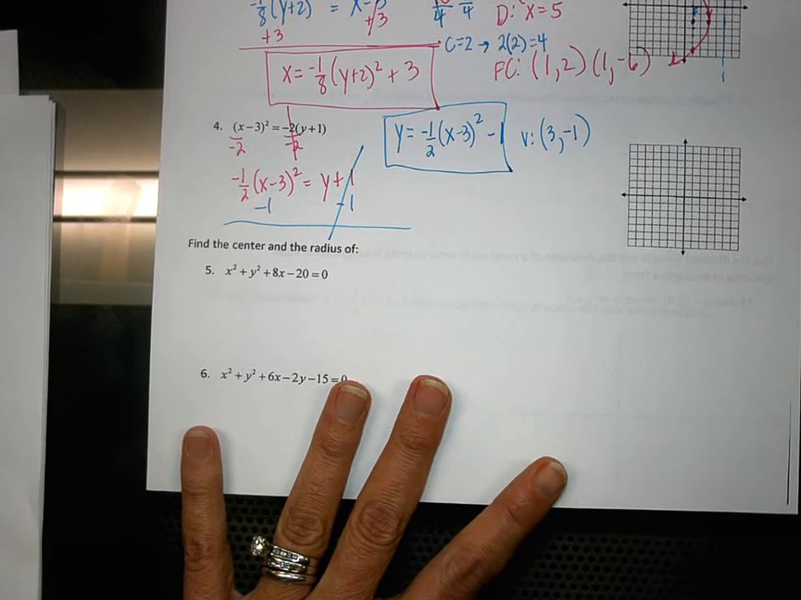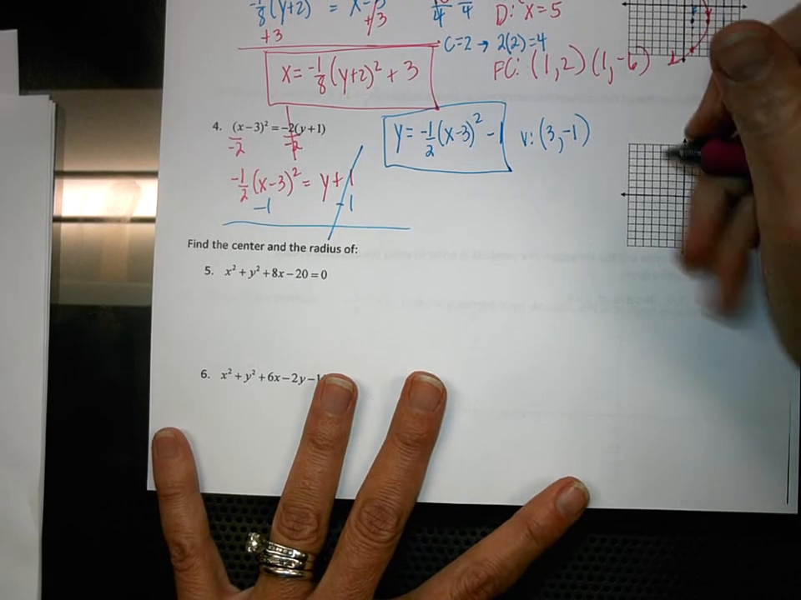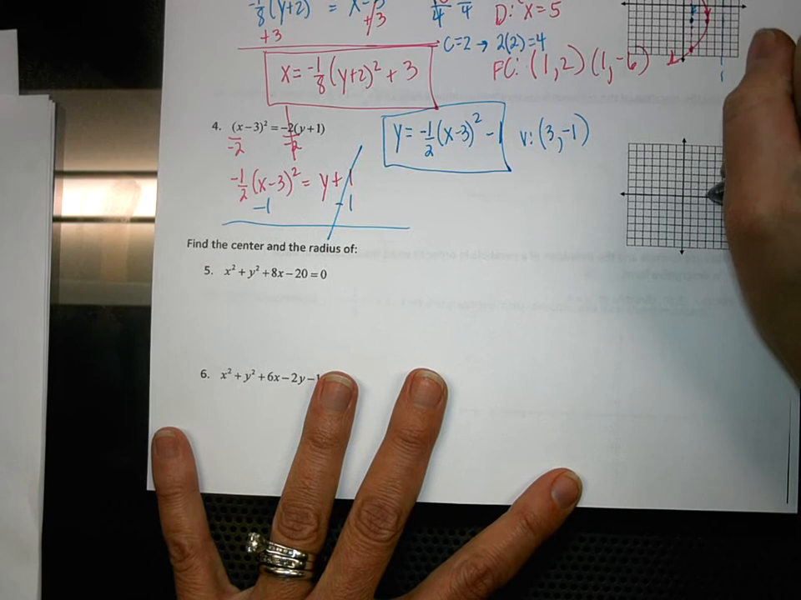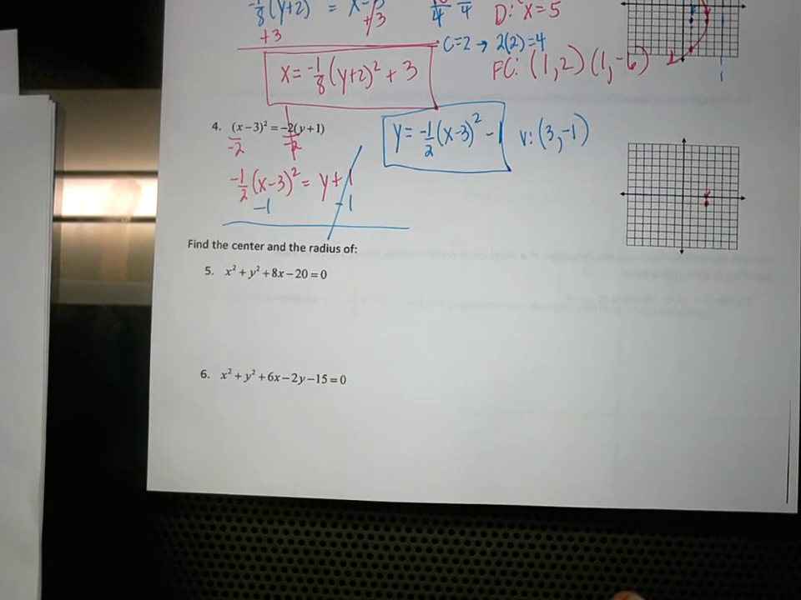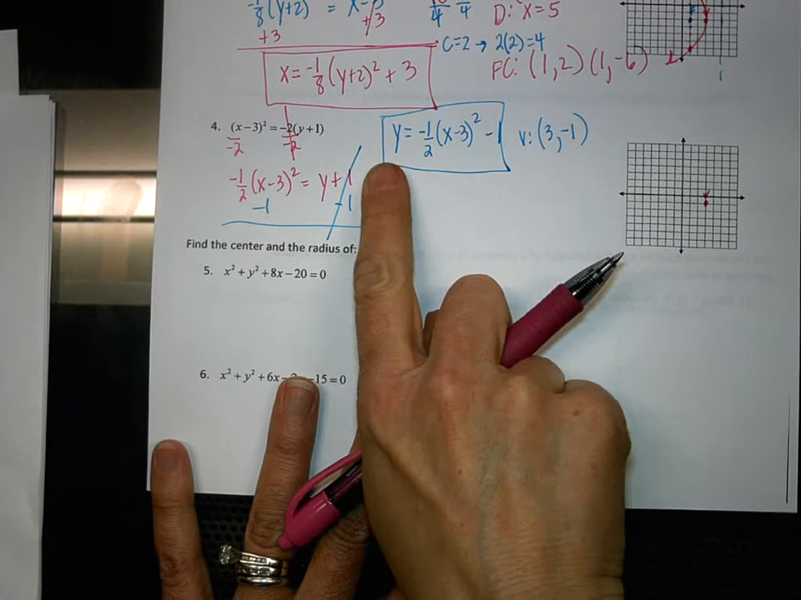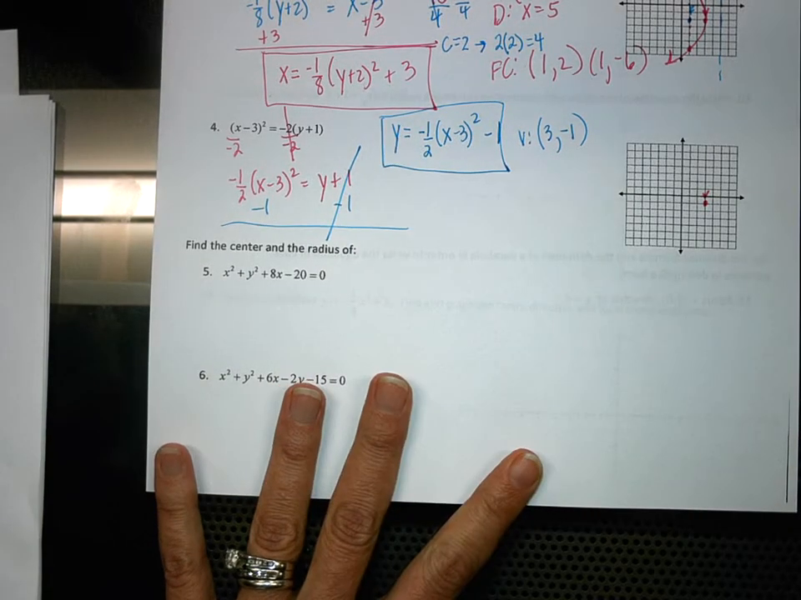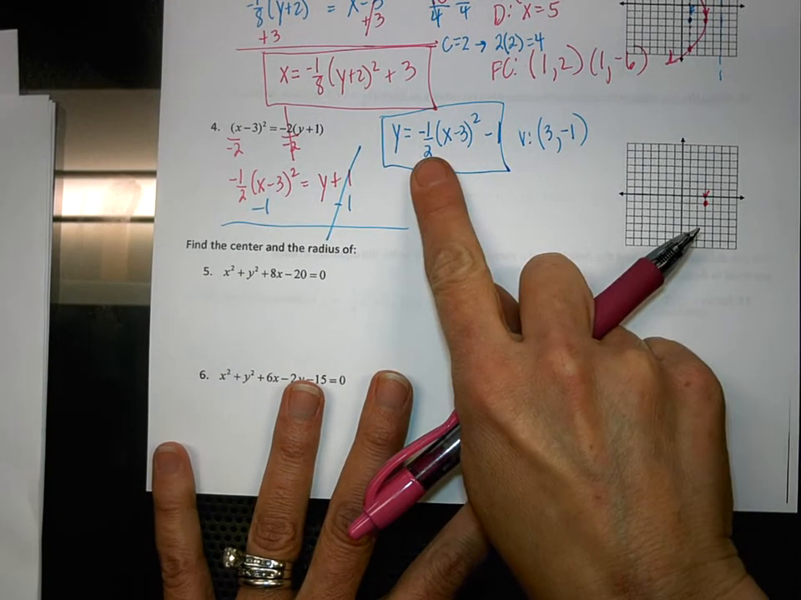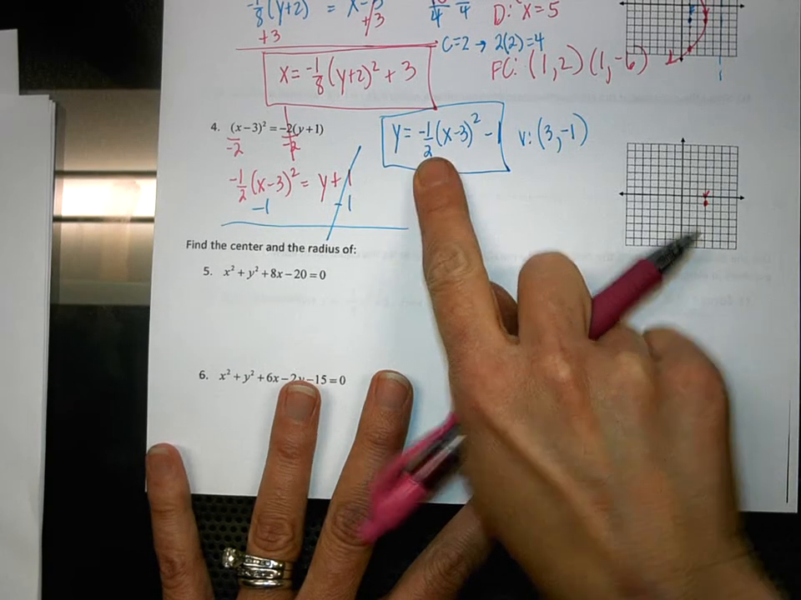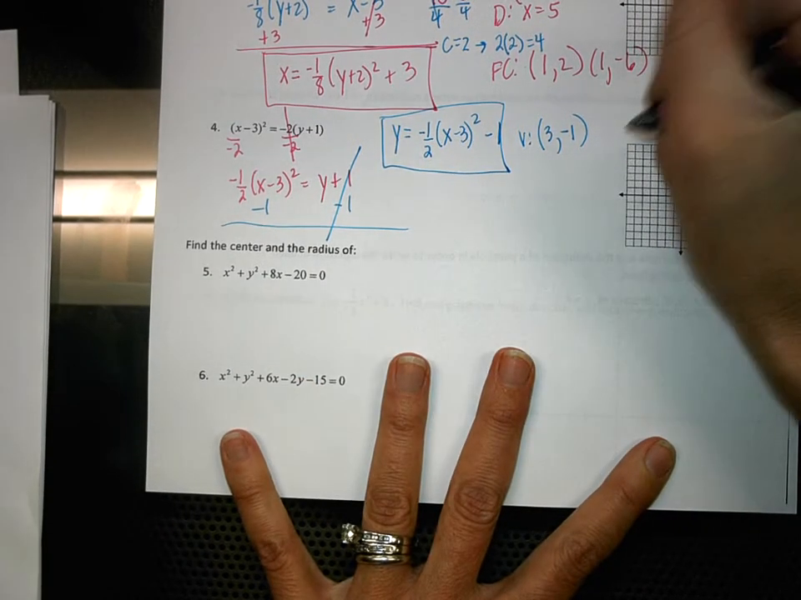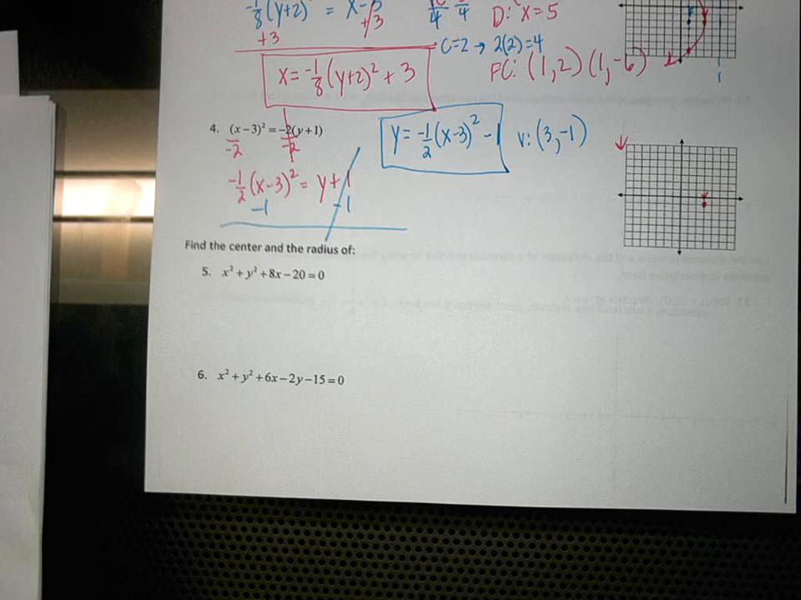Next, I can go ahead and graph that, and so (3, -1). I'm going to go right 1, 2, 3, down 1, and label that with a V for my vertex. This graph has y equals, so I know it'll either go up or down, and specifically it's going to go down because it's a negative value. So we know this graph is going to go down.